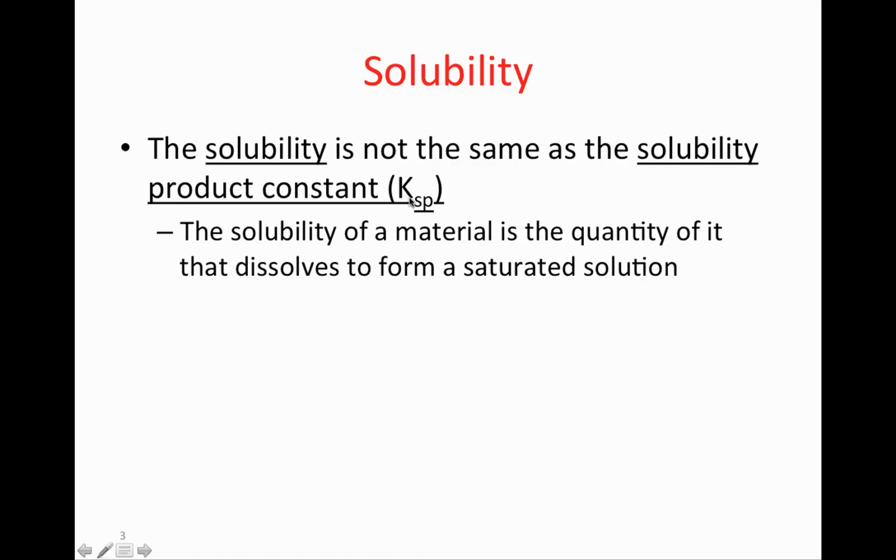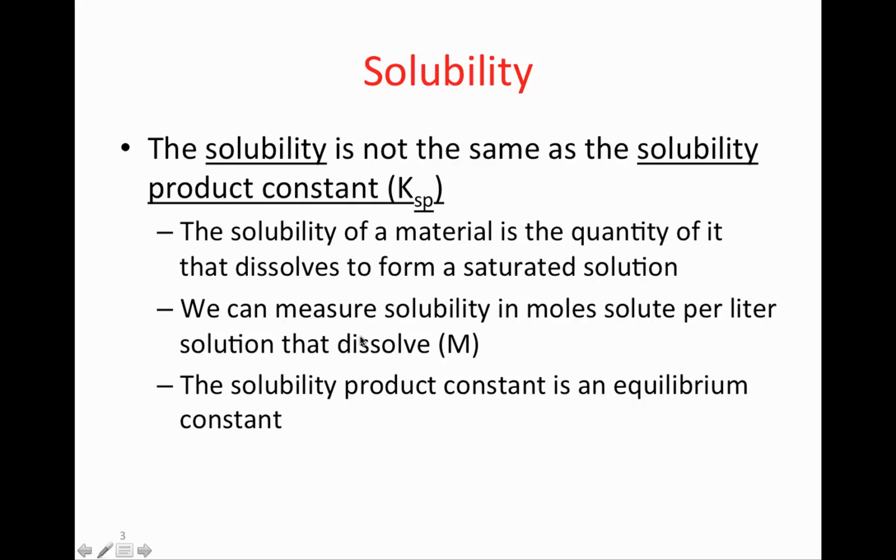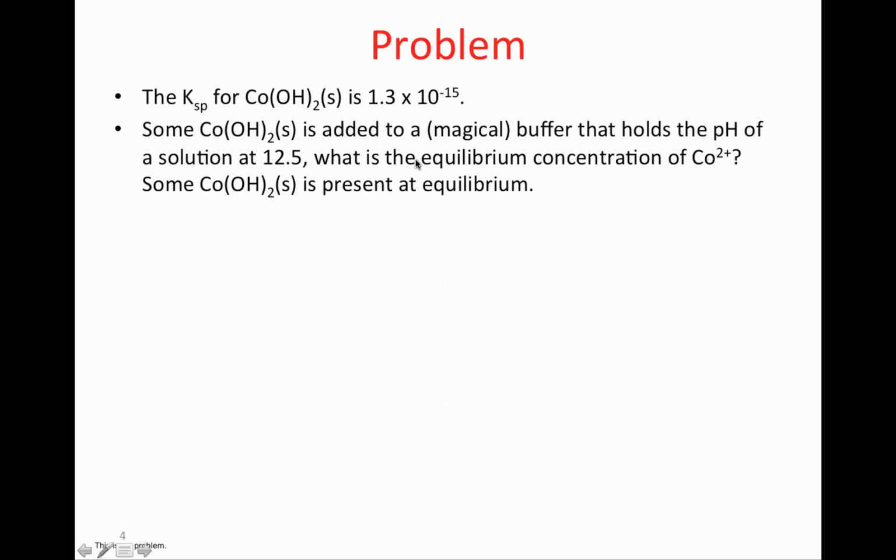This is just an equilibrium constant again. The solubility of a material is the quantity of it that will dissolve to form a saturated solution. So we can describe the solubility of a substance in water simply by the concentration that we find at equilibrium. How much is dissolved, that's the solubility. So again, we can describe the solubility quantitatively by just talking about the concentration of whatever species we're dealing with at equilibrium. So once again, the solubility product constant is an equilibrium constant. We kind of beat that to death.